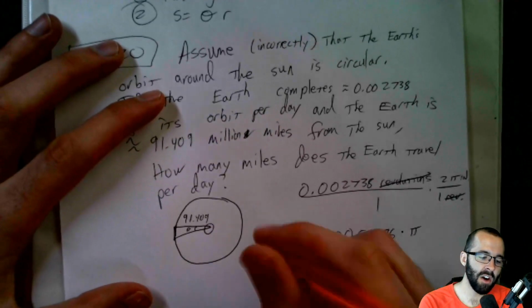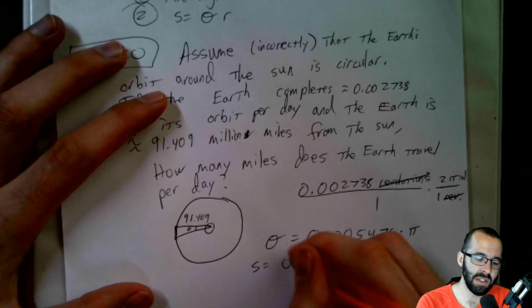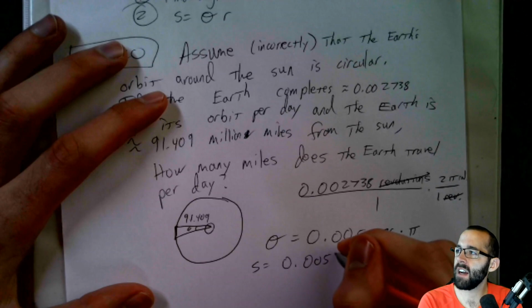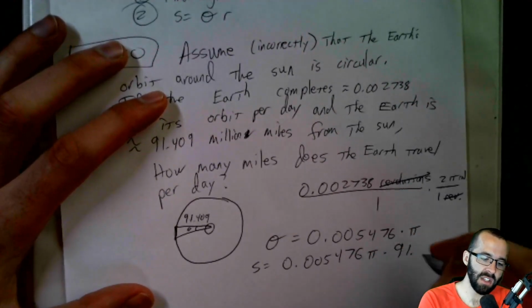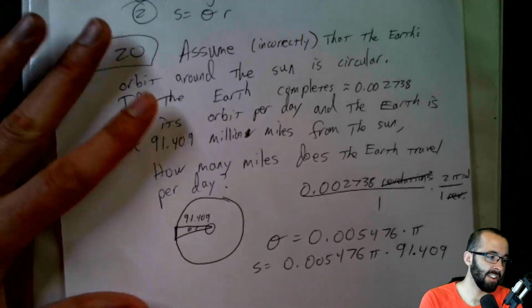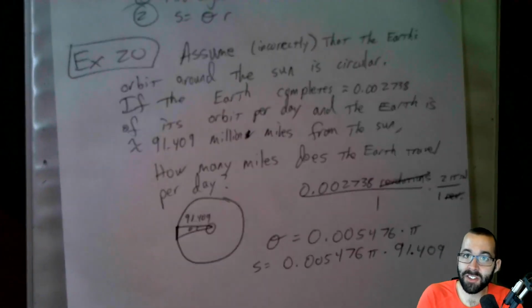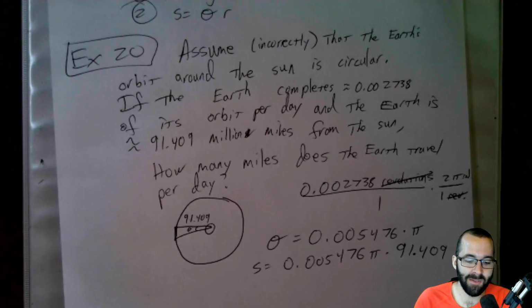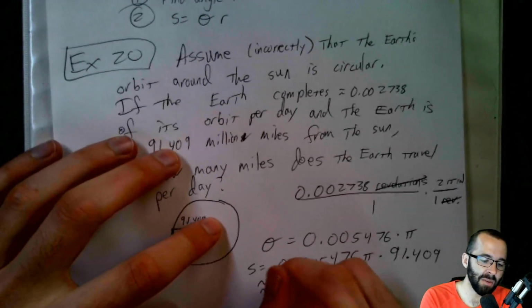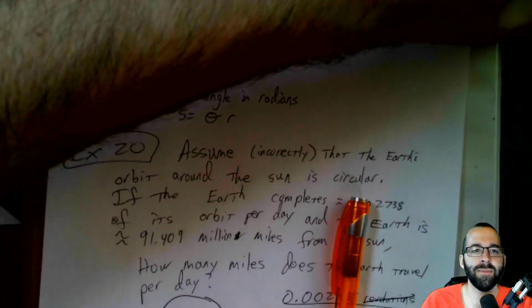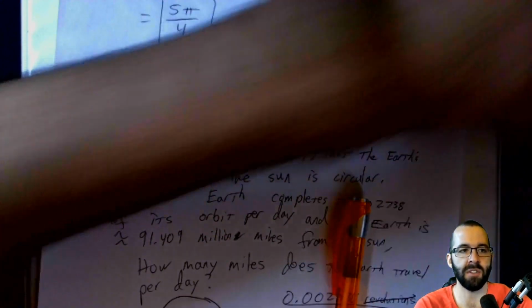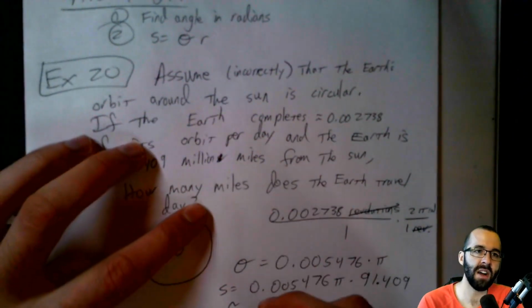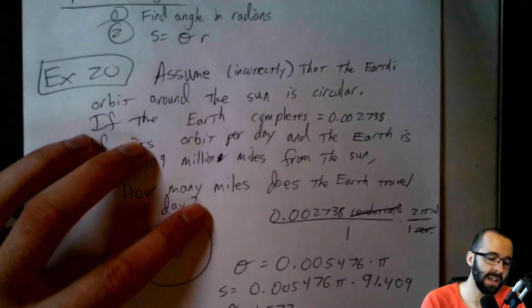The actual length, the arc length, if you will, is going to be 0.005476 pi times 91.409. And you're going to have to be very careful with this, but I don't want to spoil it for you. Let's just keep doing it this way. And you multiply that out with a calculator, 0.005476 times pi times 91.409. You're going to get approximately 1.573.